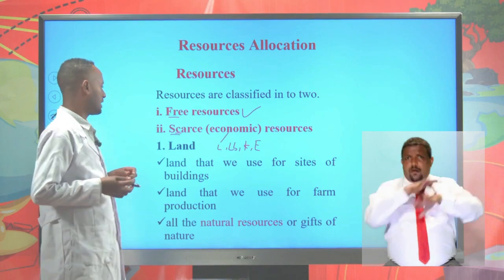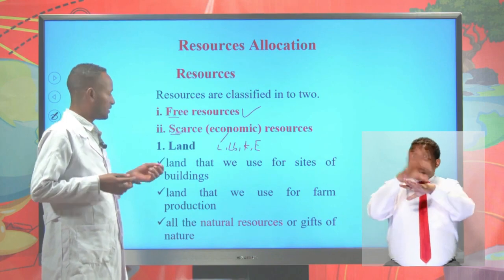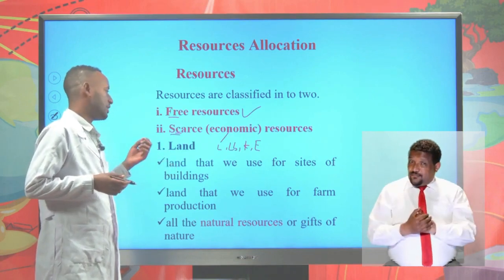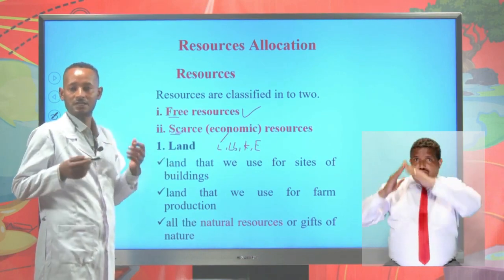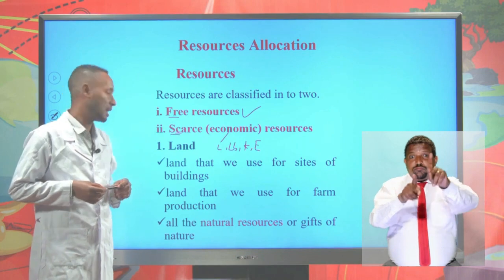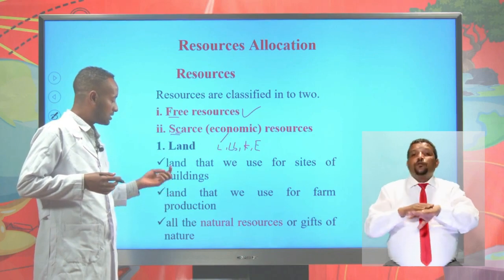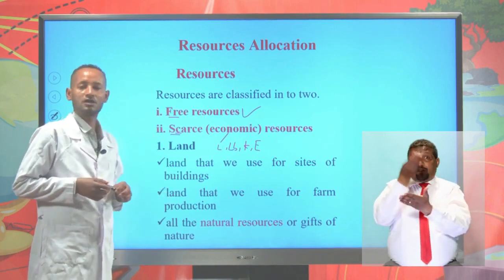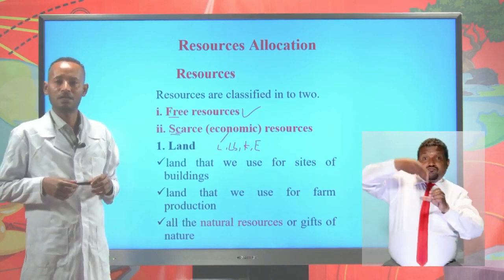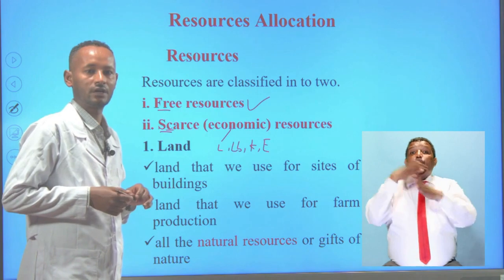First, land. When we say land in economics, the land that we use for sites of buildings is considered as land. The land that farmers use for farm production is considered as land. And in economics, when we say land, it constitutes all the free gifts of nature, all the natural resources such as gold, crude oil, tantalum, magnesium, diamond. All these are considered as land in economics, including water.